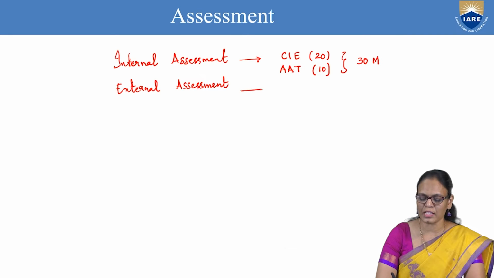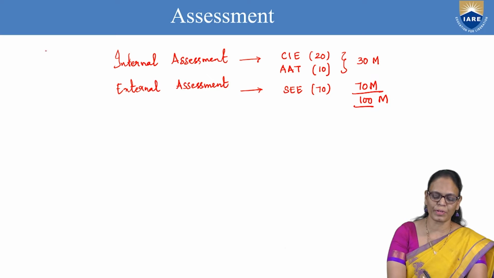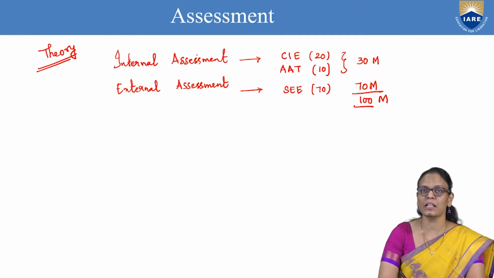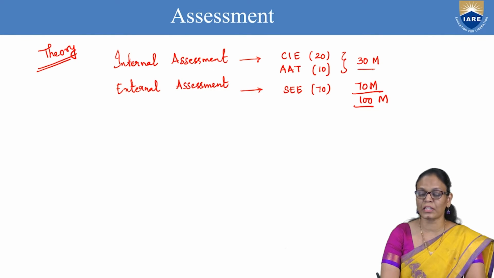And the external assessment will be the semester end examination theory, which will be for 70 marks. So total it will be for 100 marks. I'm talking about the theory assessment. In theory, we have internal as well as external. So the internal assessment marks will be for 30 and the external will be for 70. Put together you have 100.